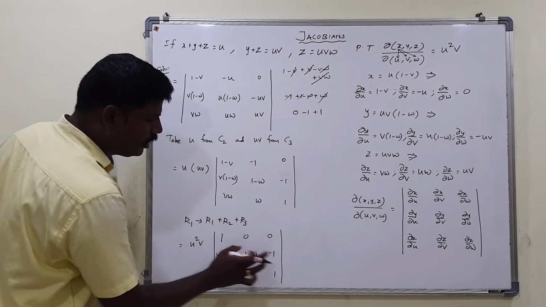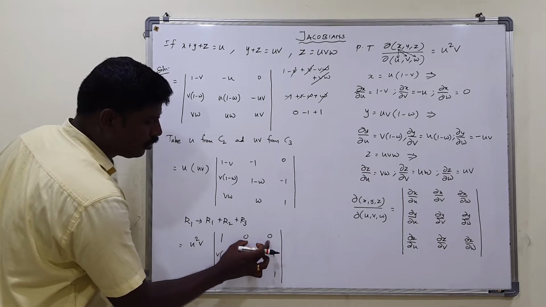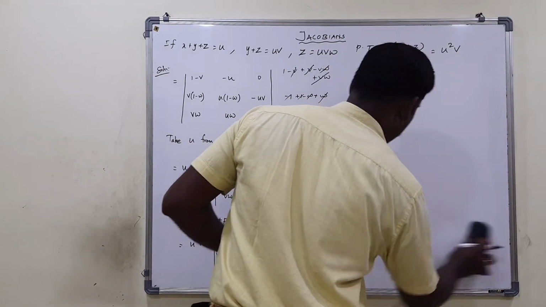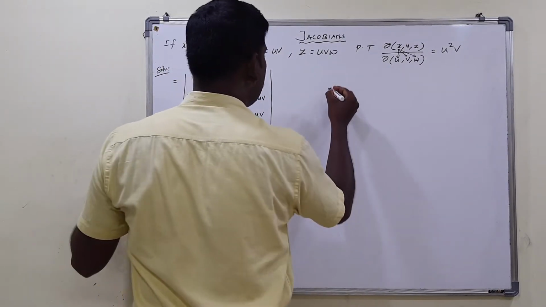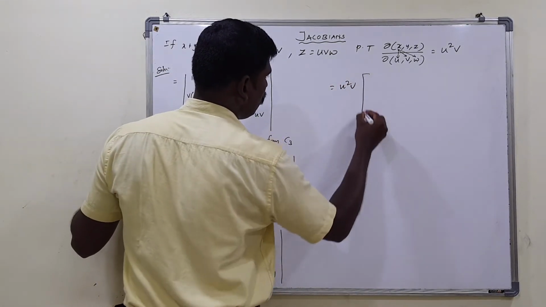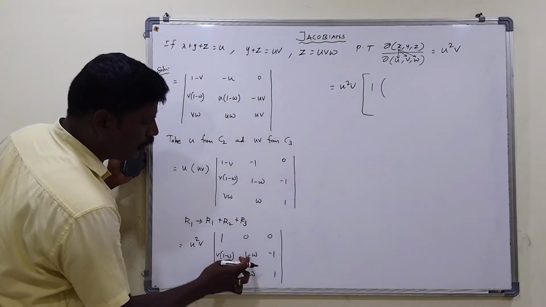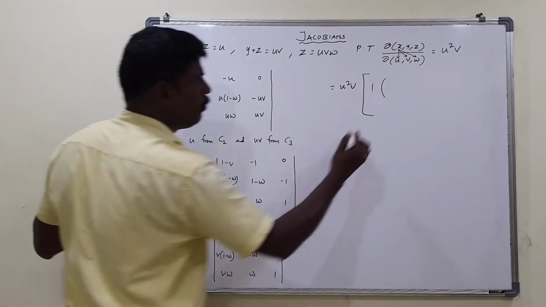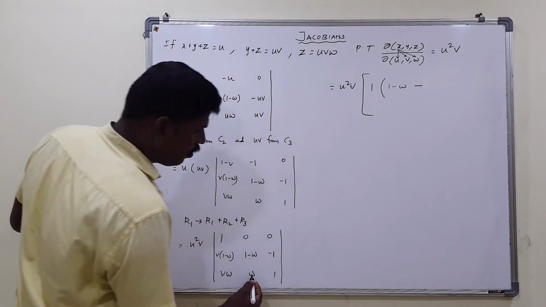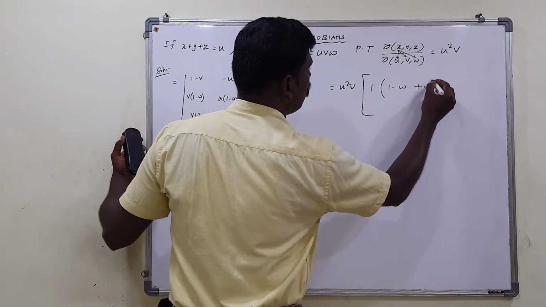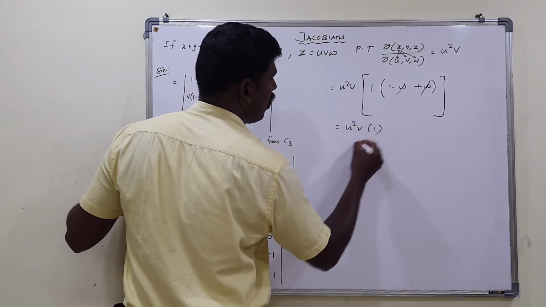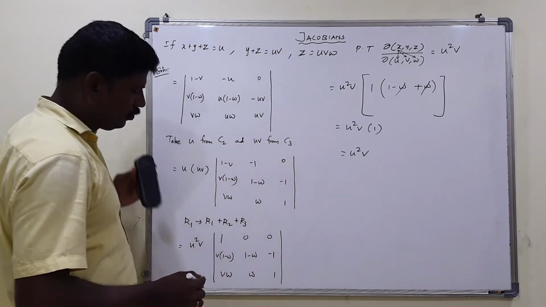Now I am going to expand this determinant through R1 because the remaining two terms are 0. So I just expand it along the 1 alone. So u square v into 1 into the product between these two minus the product between these two: 1 into 1 minus w, 1 minus w minus of minus w, which becomes plus w. So this minus w plus w cancel each other. So u square v into 1 is equal to u square v.